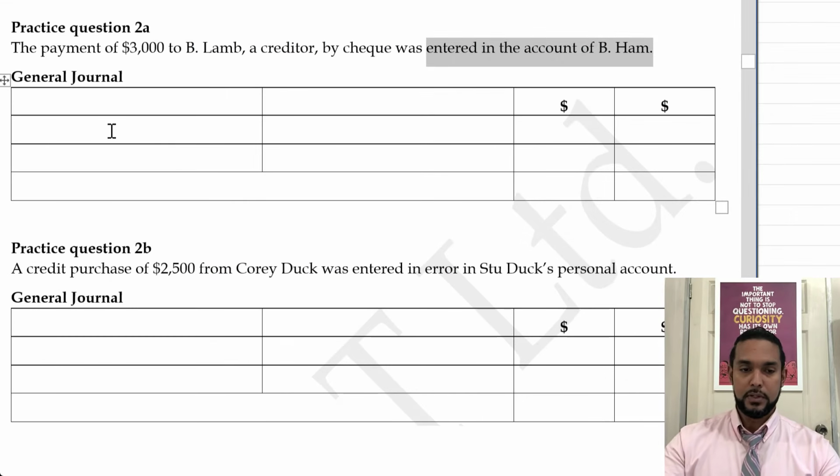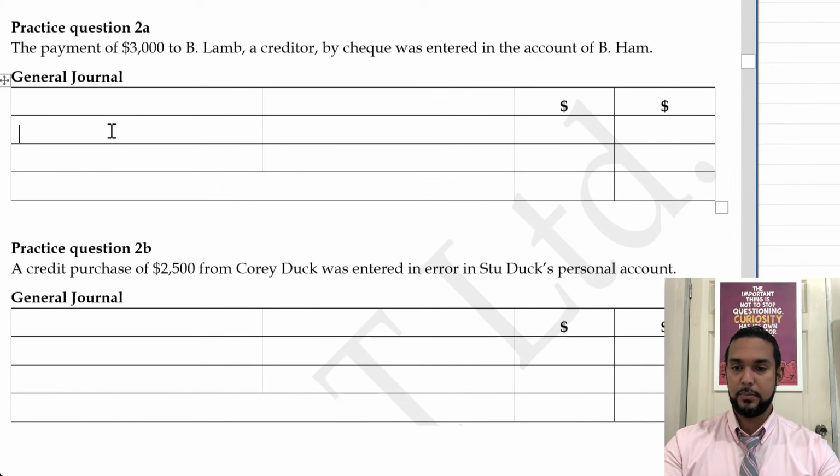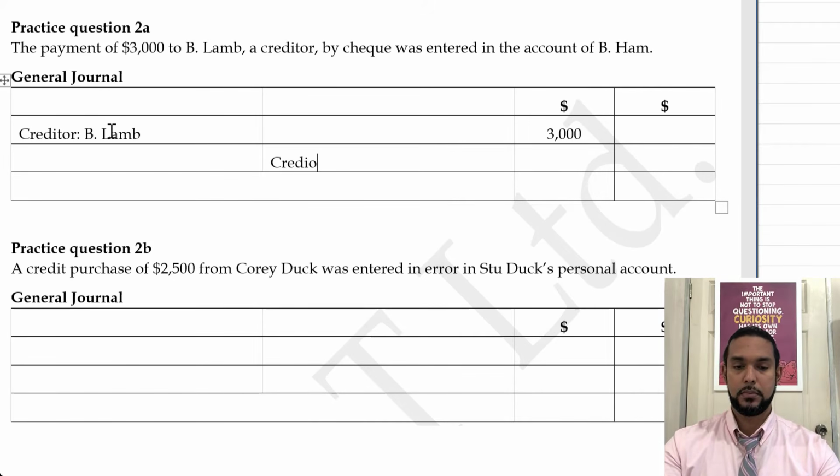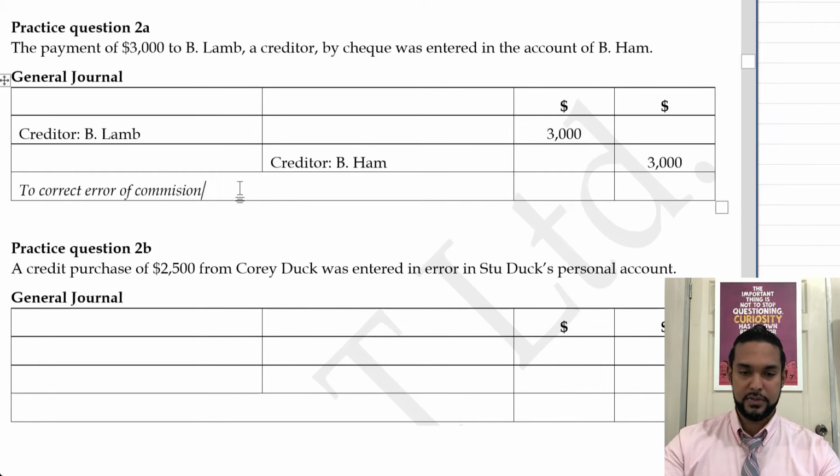Right, okay. So the debit went to B. Lamb. So creditor B. Lamb. Right, how much is it? It was 3,000. And it came from B. Ham. Creditor Ham. Right, so to correct error 4, commission. All right, so that's the first item there.